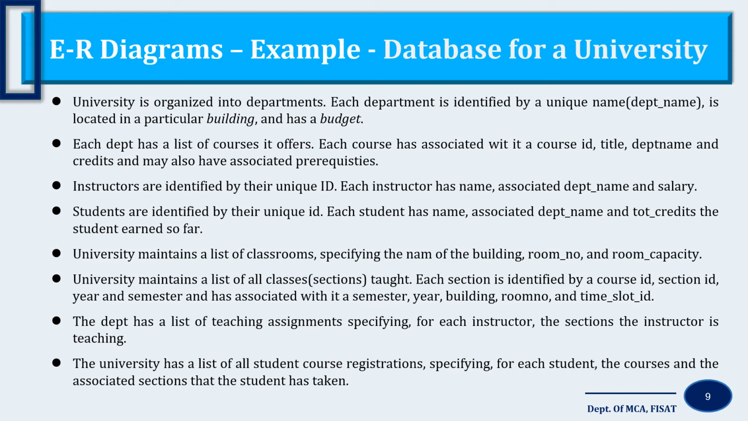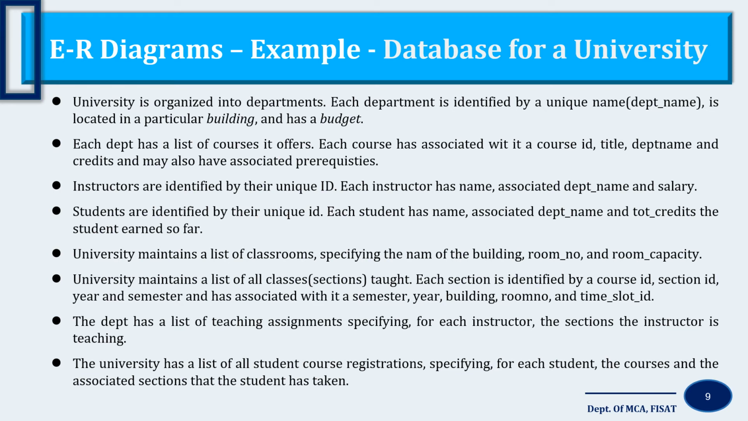Okay, so we are talking about the sections. So we can find out that it is a weak entity set. The department has a list of teaching assignments specifying for each instructor the sessions the instructor is teaching. The university has a list of all student course registrations specifying for each student the course and the associated sections that the student has taken. So this is the scenario given.